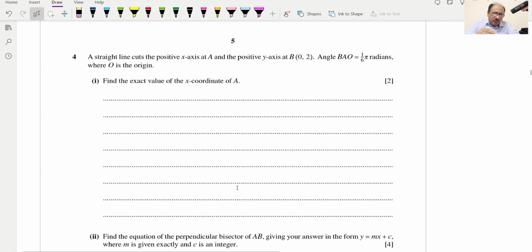Now question number 4 says a straight line cuts the positive x-axis at A and positive y-axis at B. So we can draw side by side. We'll go through the question and try to draw a small sketch of the drawing so that we can understand. And drawing the positive axis, so positive x, this will be A and this one will be B, and they have given the coordinates of B.